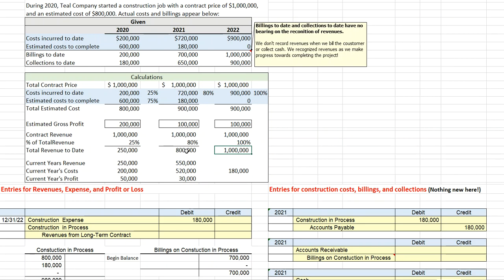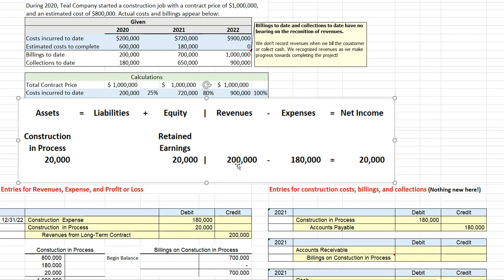In prior years, we've reported $800,000, so this year's revenues on our long-term contract will be the $1 million minus the $800,000, or $200,000. And our profit is the $200,000 minus the $180,000, or $20,000. If we wanted again to take a look at our accounting equation, what's going on?